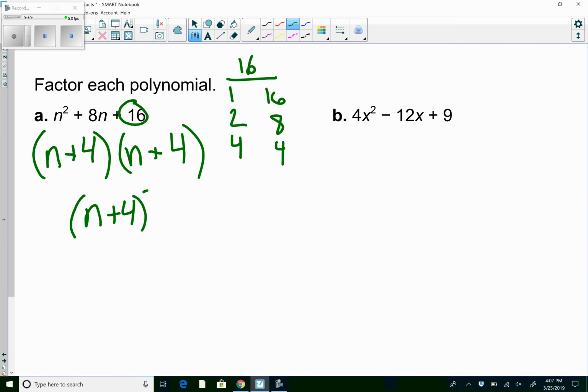So then what you're able to do, because they do want you to recognize that this is a special product and that these two terms are the exact same, you could just condense it and say that that's n plus 4 squared.